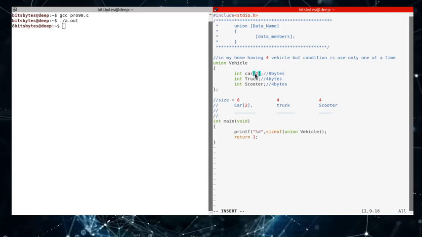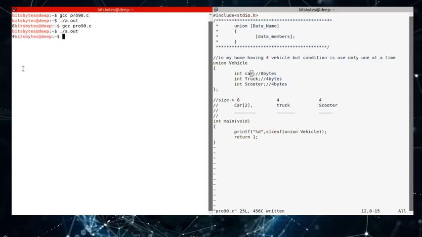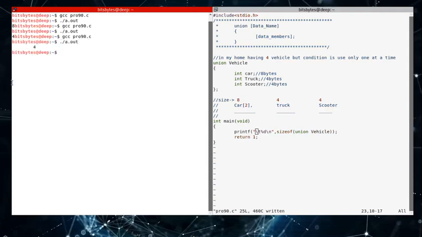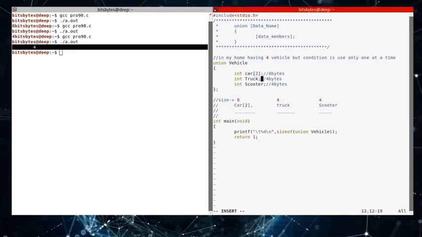Why am I creating the 8? Just because it is showing 8. If I remove it, it uses only 4 bytes. See, over here it shows 4 bytes. That's why I use the array over here, just to show the size allocated in memory, how much memory is allocated for that union.